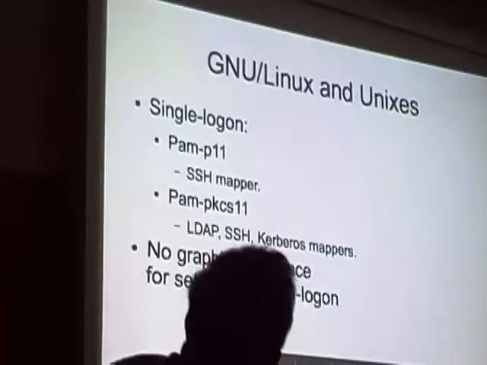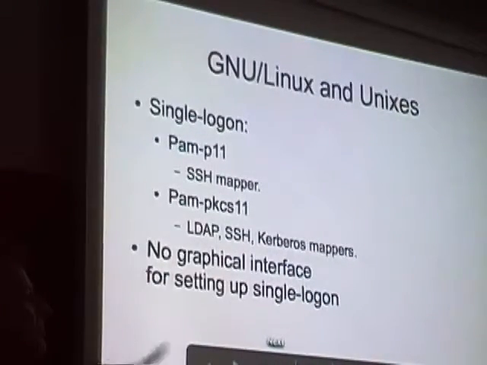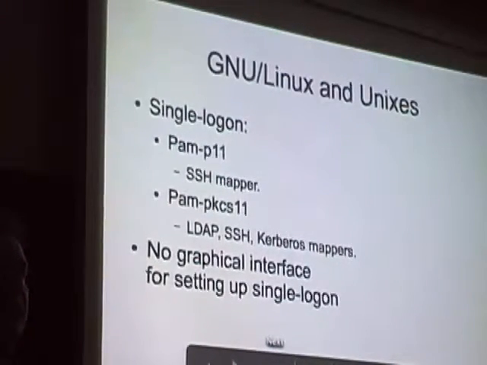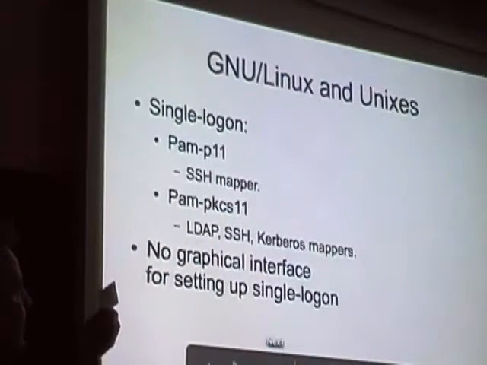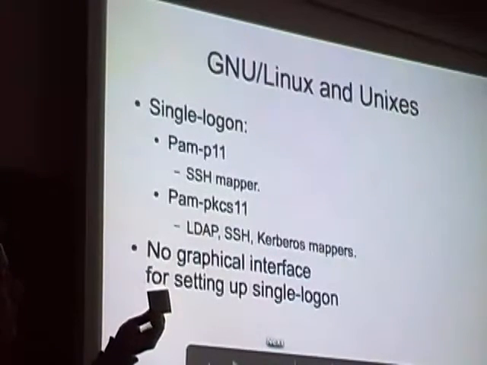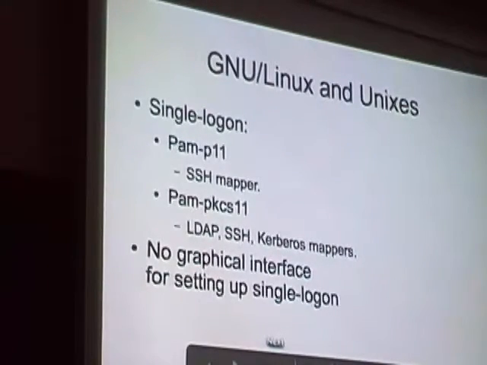Okay, we'll go very fast. Now, about the promise to connect. Of course, Linux has PAM. So there are two PAM possibilities: PAM P11 and PAM PKCS11. You can even connect to LDAP, SSH, Kerberos mappers. It means that you can connect over a network to a shared server and manage your identity on a network. It's very, very advanced. But there is no real GNOME end user feature that allows a smart logon to log in very easily.